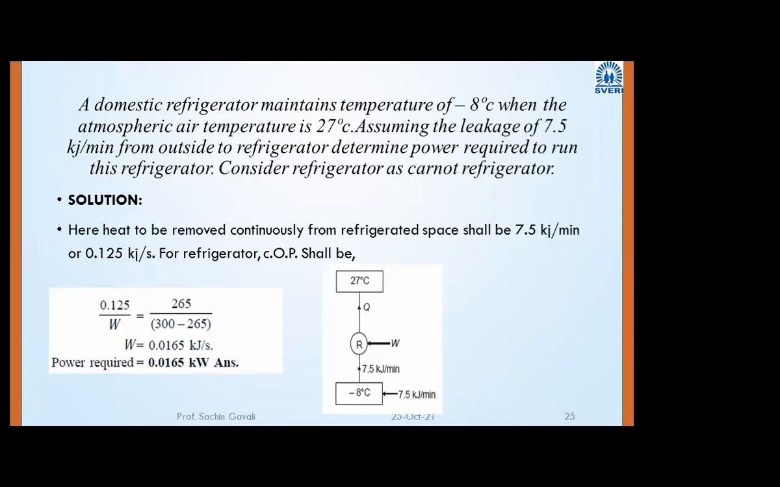Another problem: a domestic refrigerator maintains -8 degrees Celsius when the atmosphere air temperature is 27 degrees Celsius. Assume the leakage of 7.5 kilojoule per minute from outside into the refrigerator. Determine the power required to run this refrigerator. Consider it as a Carnot refrigerator. Here the heat to be removed continuously from the refrigerator space shall be 7.5 kilojoule per minute.